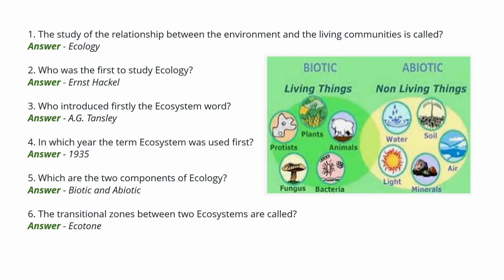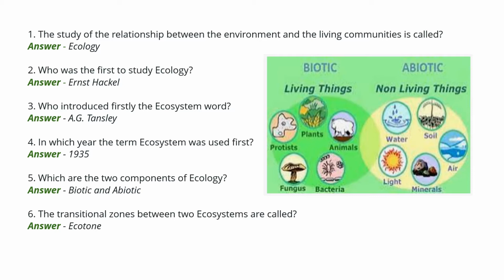Who was the first to introduce the word ecosystem? The correct answer is A.G. Tansley. He was the one to coin the word ecosystem. In which year was the term ecosystem first used? The year 1935.